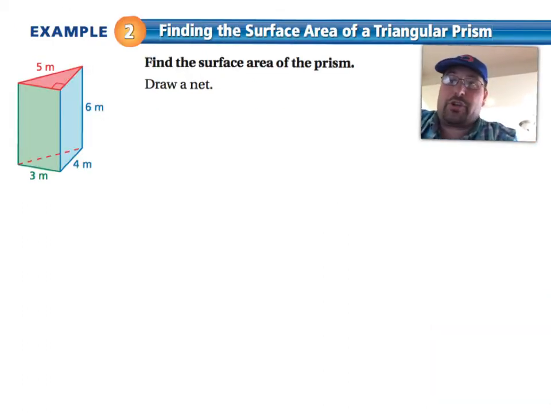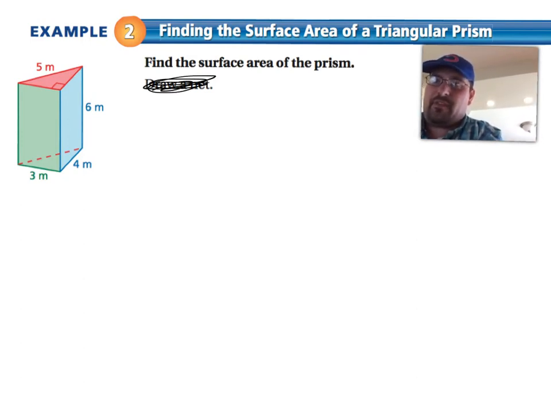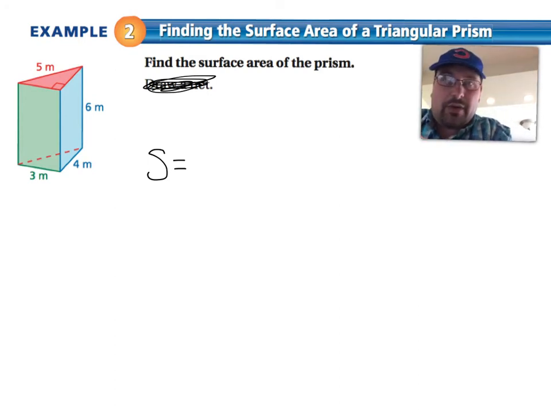So here we go. Let's find the surface area of the prism. And ignore this part where it says draw a net. That's extra work. We don't want to do that. So what do we need? Surface area. We need the area of the bases. Now that's why it's big B. Big B stands for area of the bases.